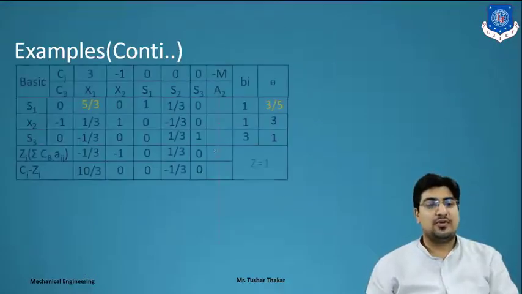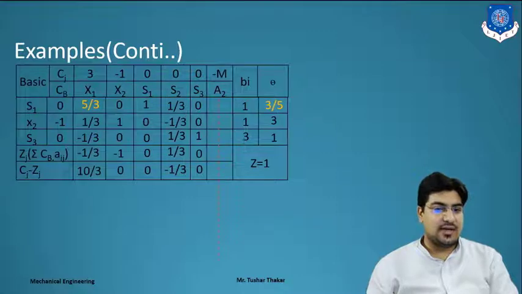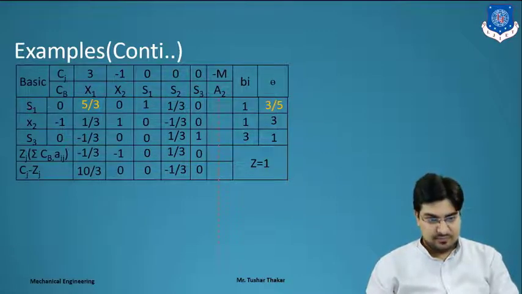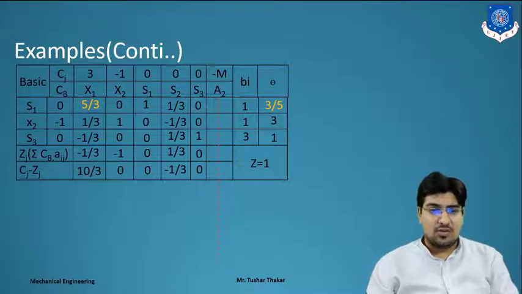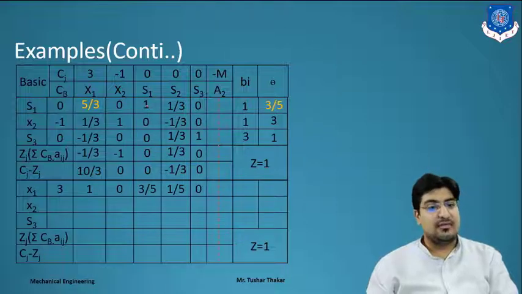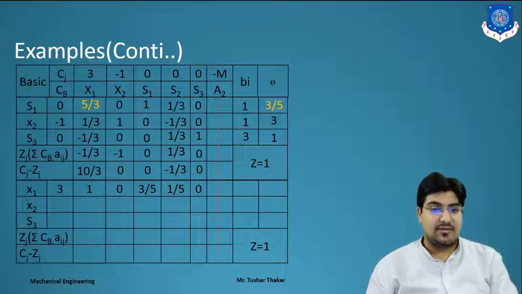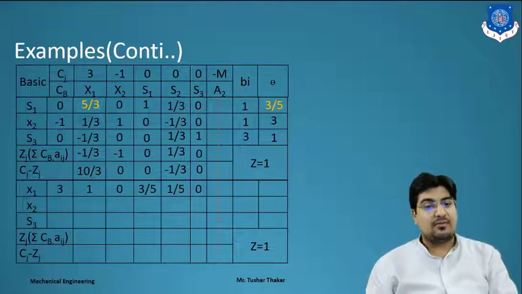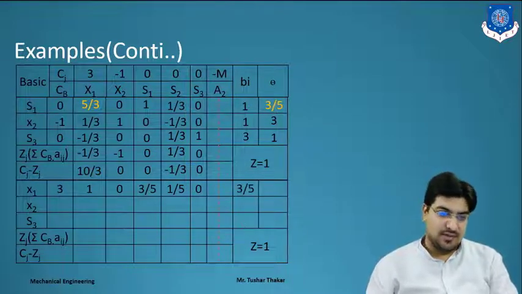So what we have to do, the same table we have to consider over here, and for that we have to find another new table by dividing all the first row elements by the key element. We can get a new row over here as X1. So here 5 by 3 divided by 5 by 3, we can get 1. Here 0, 0. Here 1 by 5 by 3, that is 3 by 5. Here 1 by 3 divided by 5 by 3, we can get 1 by 5, over here 0. Here 1 by 5 by 3, we can get 3 by 5, right?